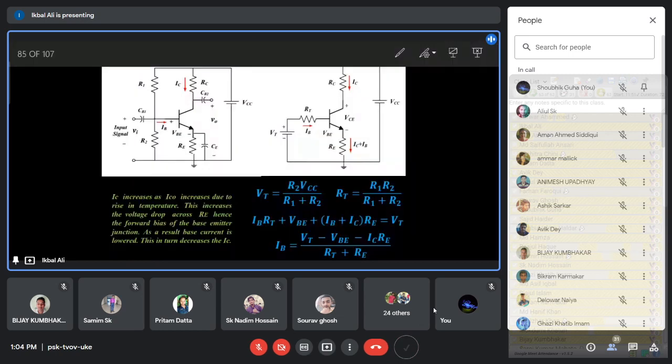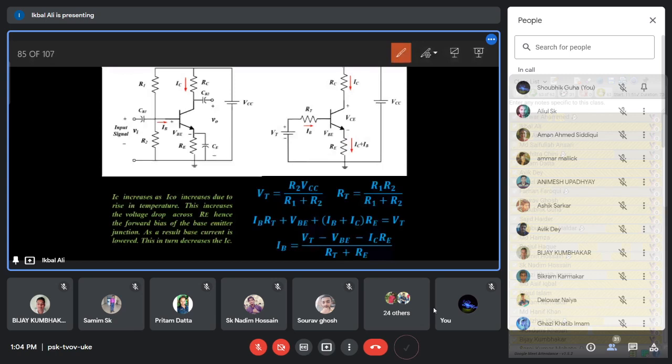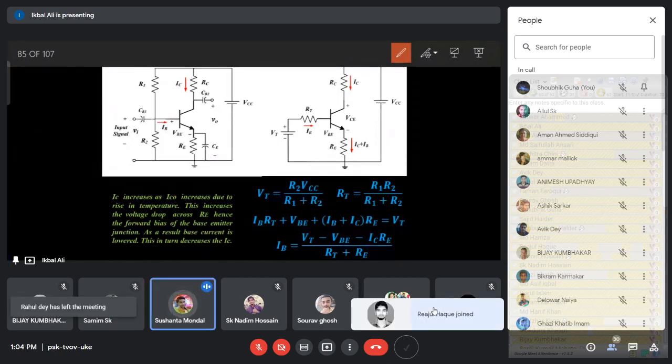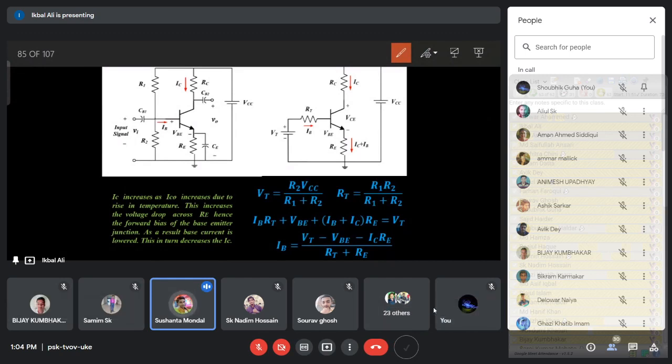Then we jump to the other part of the discussion, that is the stability of this self-bias circuit. It will not be very long, because you have already analyzed the stability of the other two circuits and compared it.